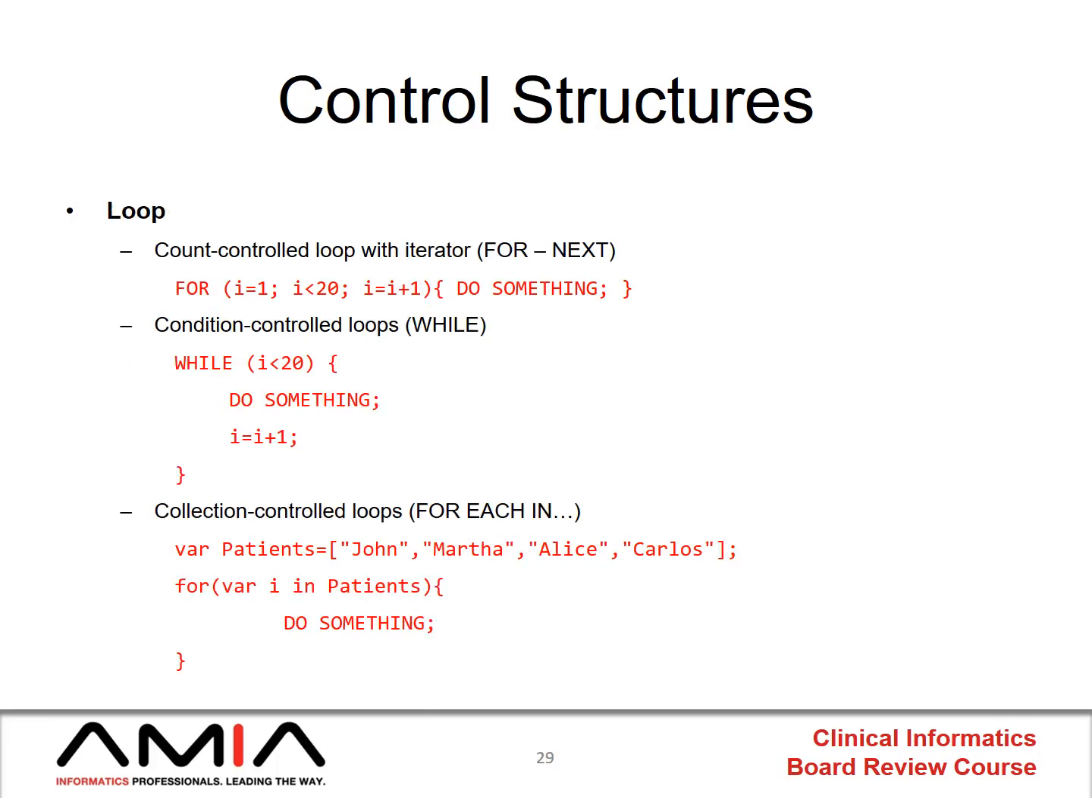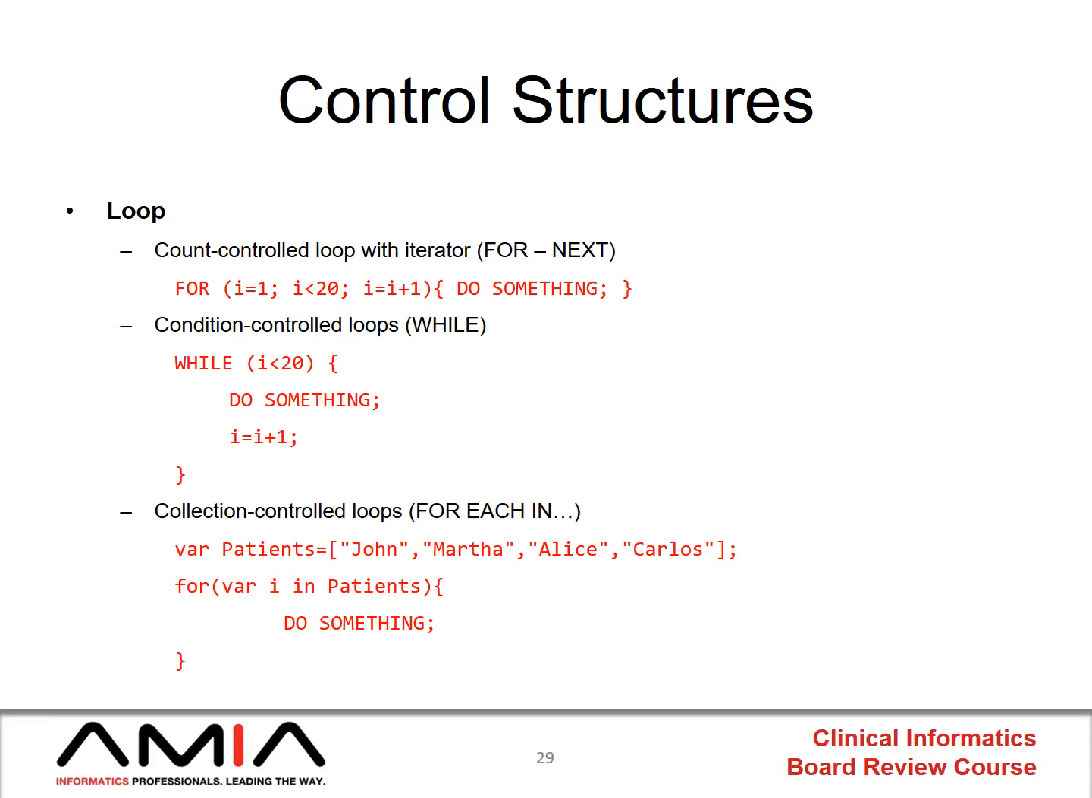Another very common control structure is a loop structure. This is when I want the computer to do something more than once, but for a very specific number of times. There are 3 types of loop structures that you should know. First is called the count-controlled loop structure with an iterator. The example of this is the for next loop. The second one is the condition-controlled loop, which is called the while loop. And the third one is called the collection-controlled loop. The example of the name for that is a for each in loop. So a for each statement, or a while statement, or a for next statement.